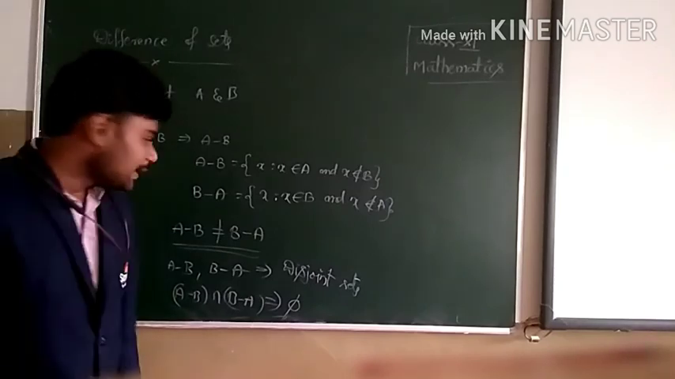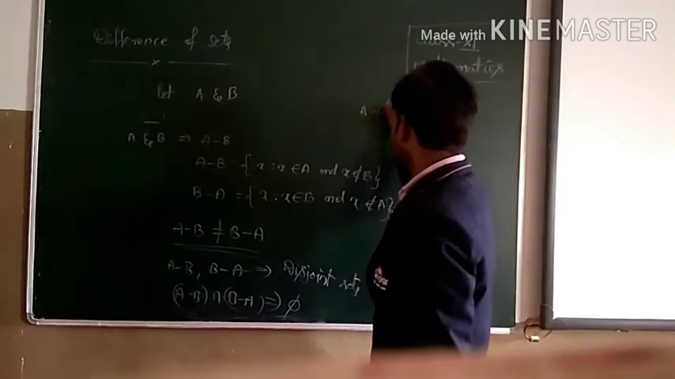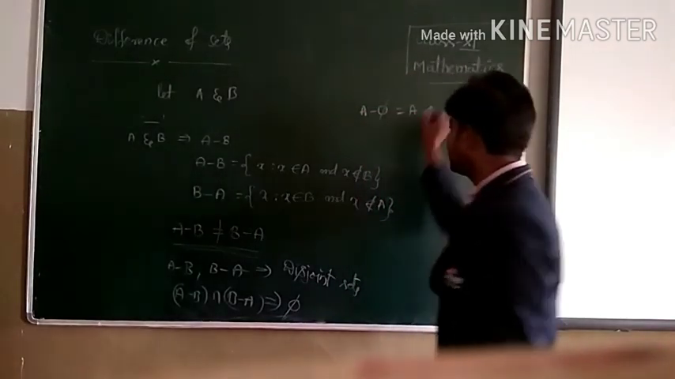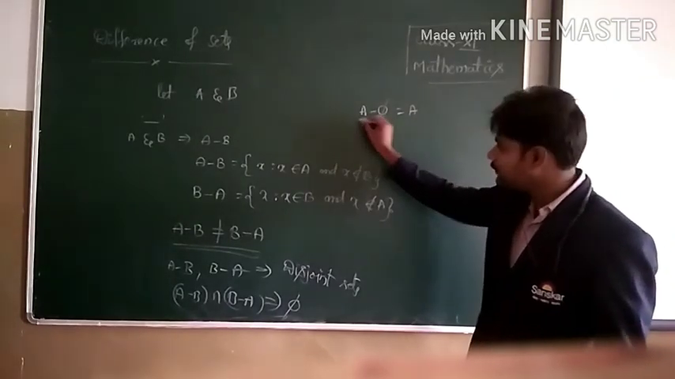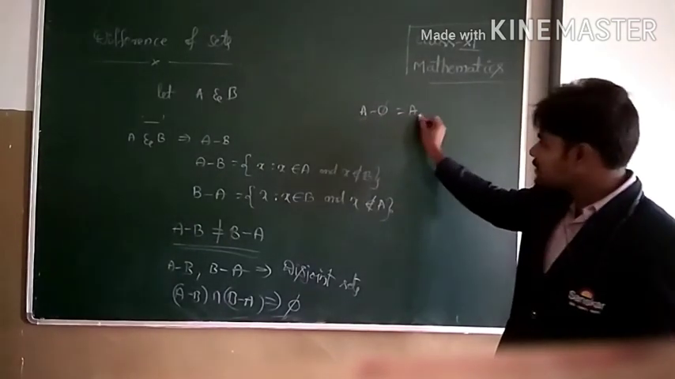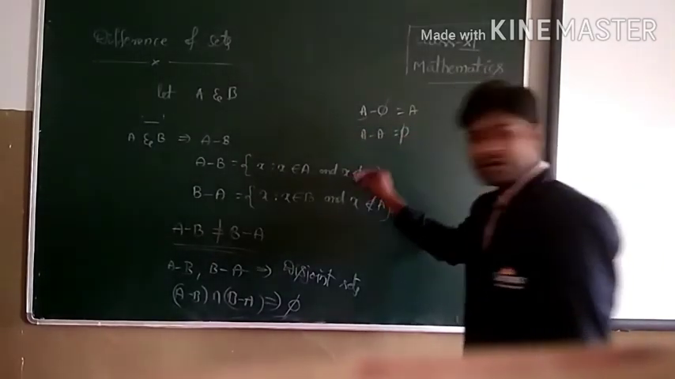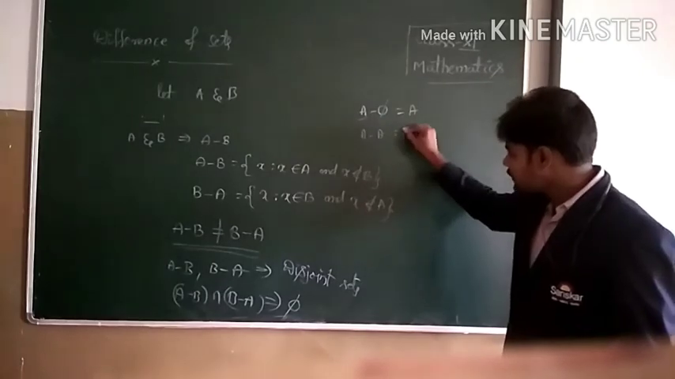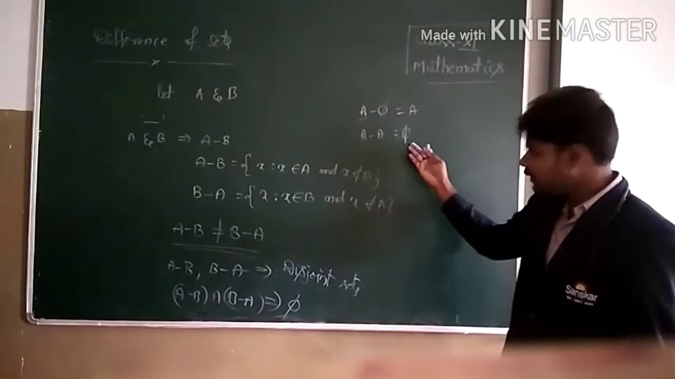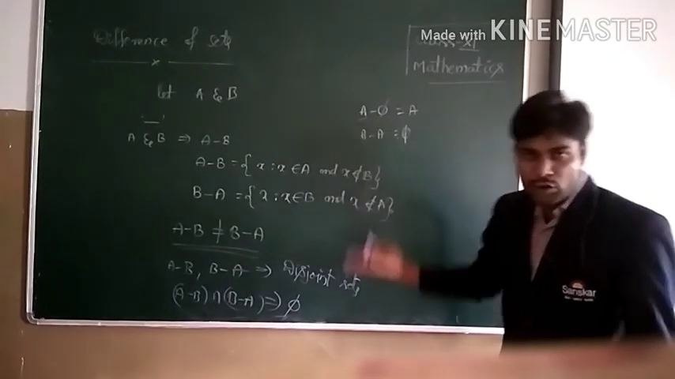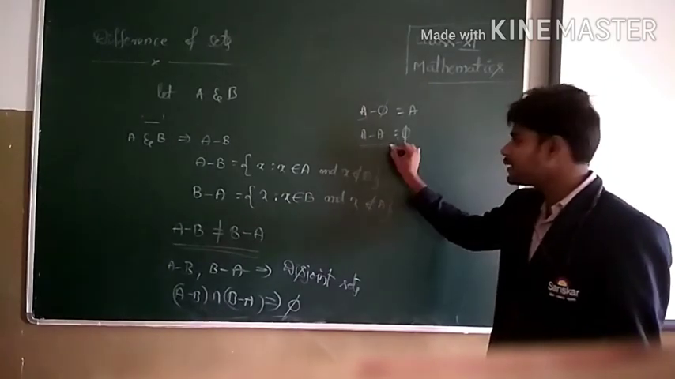Okay. Next we have some more properties like A minus φ is equal to A only, because φ has no elements, so simply we have A only. Next, A minus A is equal to φ, right? Here we are subtracting A from A, so that's why finally we get φ. It means there are no elements in A minus A.